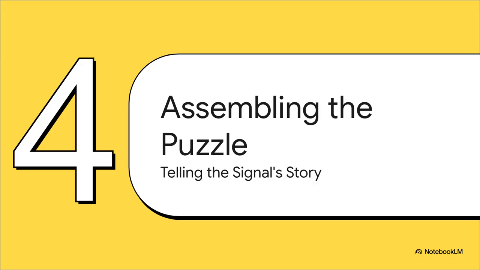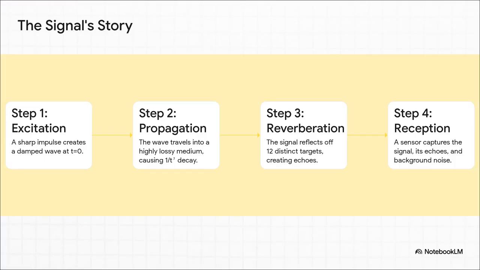So, we have all our clues now. A sharp impulse, 12 distinct echoes, and an extremely difficult medium to travel through. It's time. Let's assemble them into the complete story of what actually happened. Here it is. This is the story our equation tells. First, some sharp impulse creates a wave. Second, that wave immediately plows into a complex, messy environment that just drains its energy like crazy. Third, as it travels, it bounces off 12 separate objects, creating all those echoes. And finally, some kind of sensor picks up what's left of the original signal and all of its fading echoes.